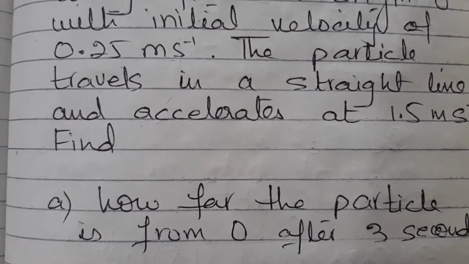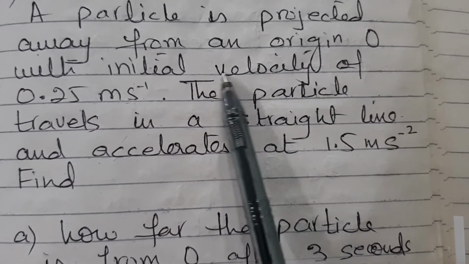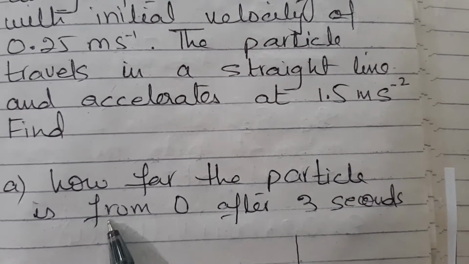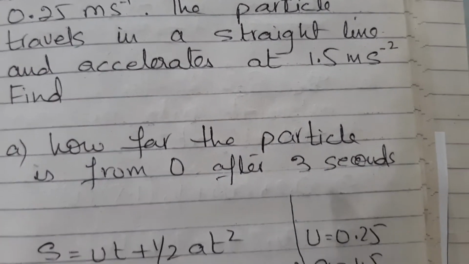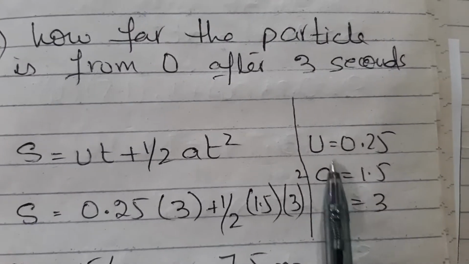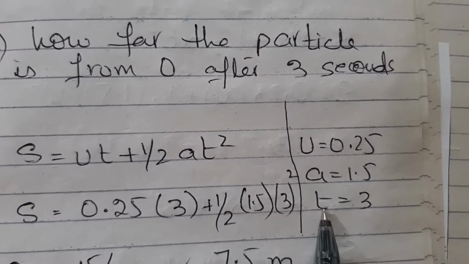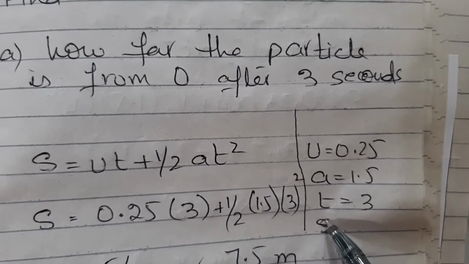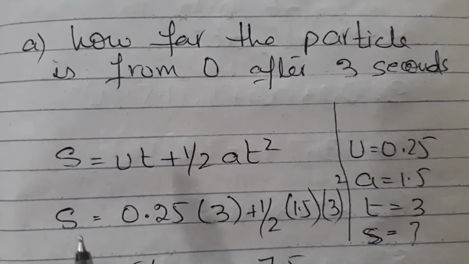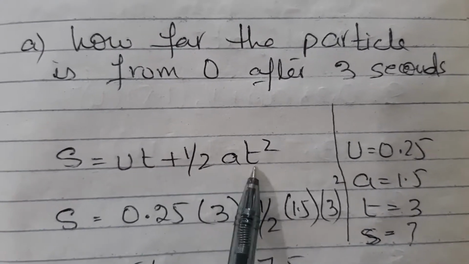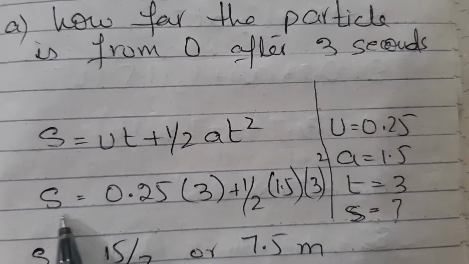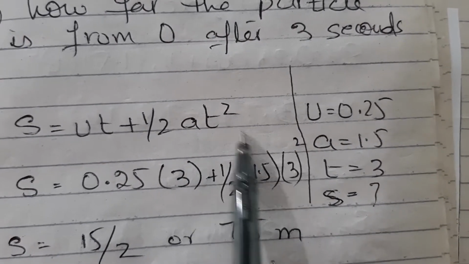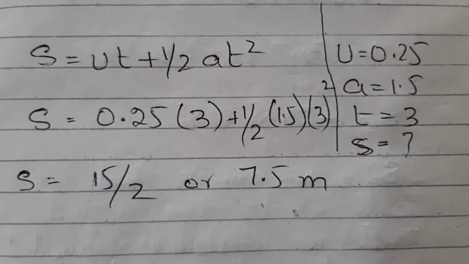For example, in this question, initial velocity is given, acceleration is given, and question is saying how far particle is from origin after 3 seconds. So time is also given. So I have put down all the information here. Once you have the basic information here and what is asked here? Far, how far, which means distance is asked, right? So if you know the things given and what is asked, you can easily decide the formula. So now I'm using S equals ut plus half at square. If you notice, I have all the information except S. U is 0.25, T is 3, A is 1.5, T is 3 square. So I used calculator and I got the distance 7.5.